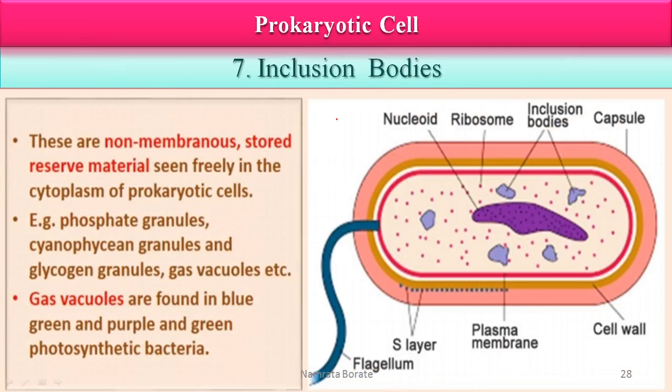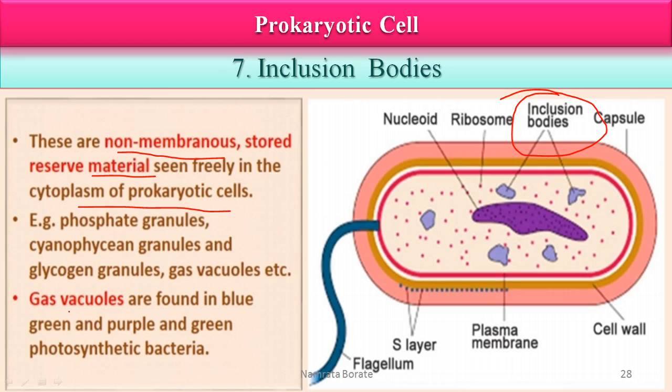The next one is the inclusion body. Inclusion bodies are a very important part. These are free storage granules present in the cytoplasm. They are non-membranous and store reserve food material, seen freely in the cytoplasm of the prokaryotic cell. There are two forms of inclusion bodies, organic and inorganic. Organic inclusion bodies include cyanophycin, starch granules, and glycogen granules. In the case of inorganic inclusions, there are phosphate and sulfur granules.